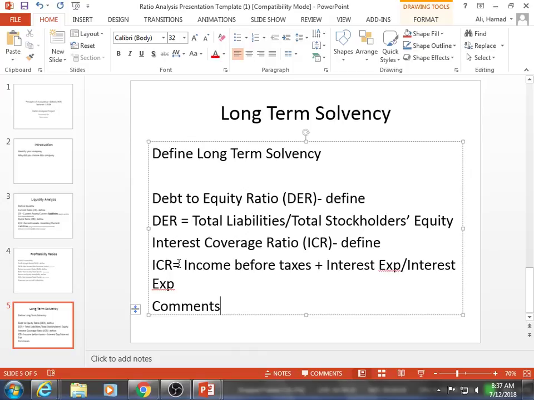I emailed this one to everyone yesterday, the complete one. We just have one ratio missing. I just added in interest coverage ratio on the long-term solvency, slide number 5. Wait a minute. So it's income before taxes plus interest expense, divided by interest expense. So it's basically divided by the same number.